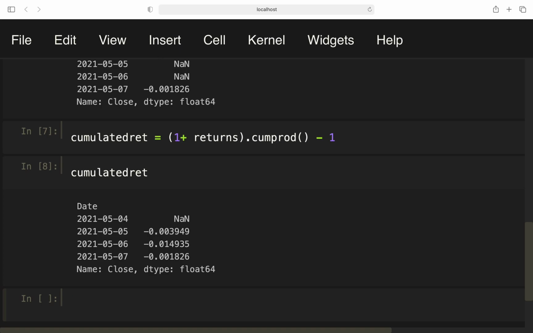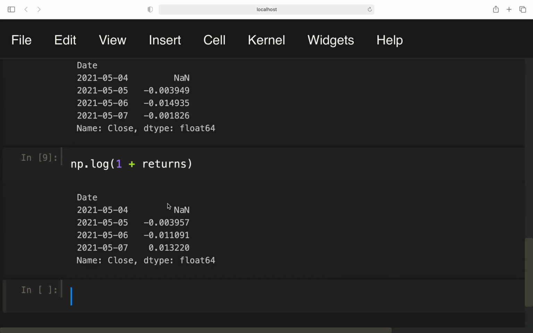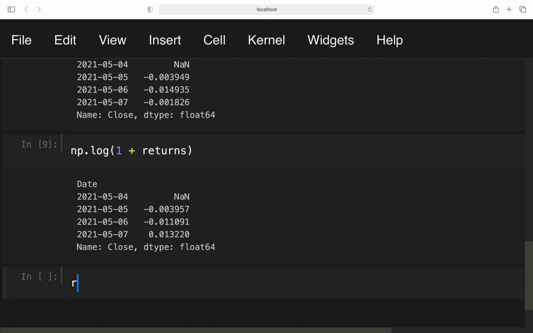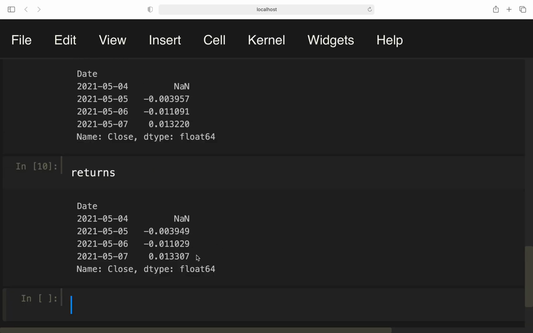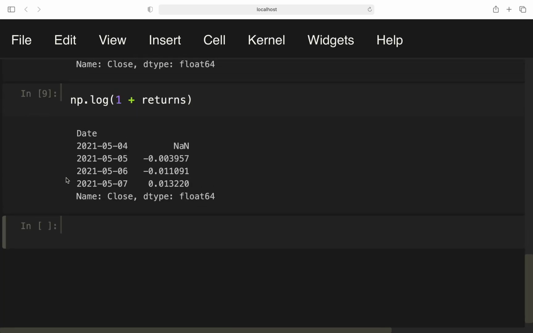Okay, so last but not least, log returns. So to get log returns is pretty straightforward. You're just using NumPy, take the log, and then provide 1 plus the returns. And then you're ending up with the log returns. So as a comparison, these were the real returns in quotation marks. So you see, slightly different, but similar, right?